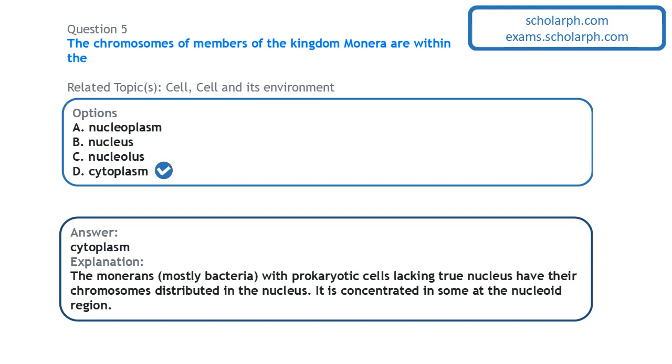Question 5. The chromosomes of members of the kingdom Monera are within the... Monera are mostly bacteria, and bacteria are prokaryotic, and their chromosomes are usually located in the cytoplasm. Prokaryotic organisms do not have a well-defined nucleus. In eukaryotic organisms, the chromosome is usually situated in the nucleus, but in prokaryotic organisms the chromosomes are found in the cytoplasm.